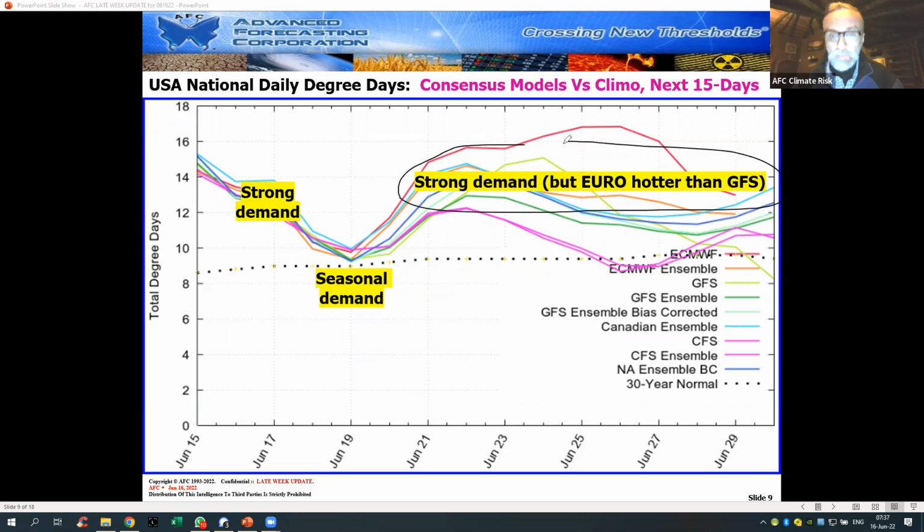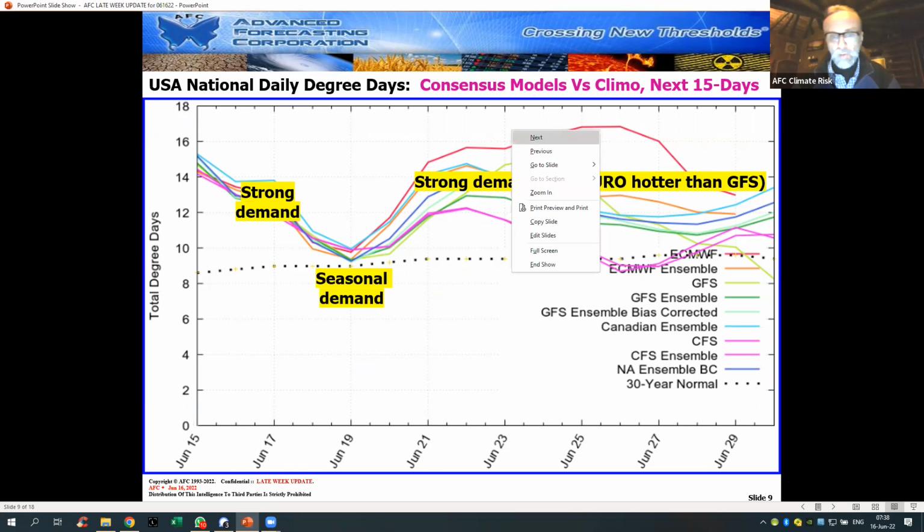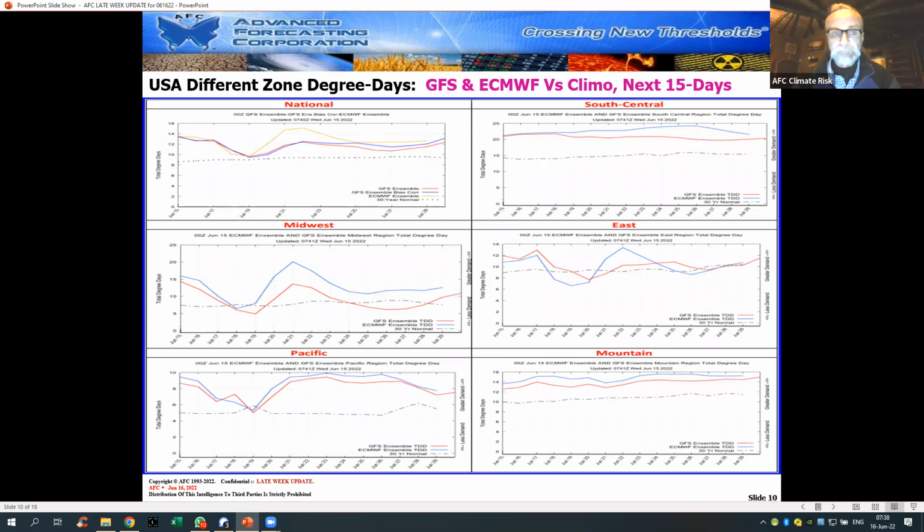Then we go back into a strong demand for literally the last tercile of June. It's not going to be record breaking, like we've just seen, or like we'll just see over the next 5 days. But certainly the Euro is probably too hot. It's added on too many cooling degree days. So we're going to be lower than that, and I'll show you that in just a second.